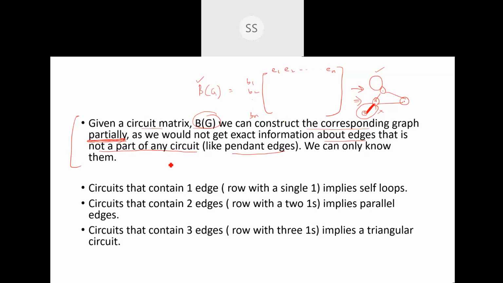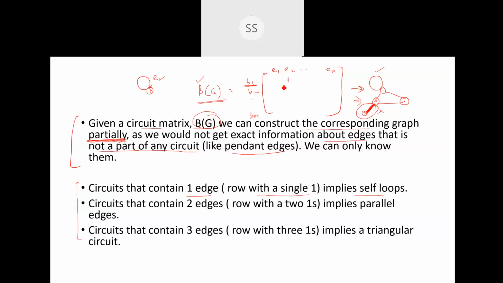Now, other things that we have to remember. To draw your graph from B of G, these three points are quite helpful. If the circuit contains one edge, that means the row will have a single one. It implies that you have a self loop. When you see a row with a single one, it means you have a circuit in which the edge E2 forms a self loop.